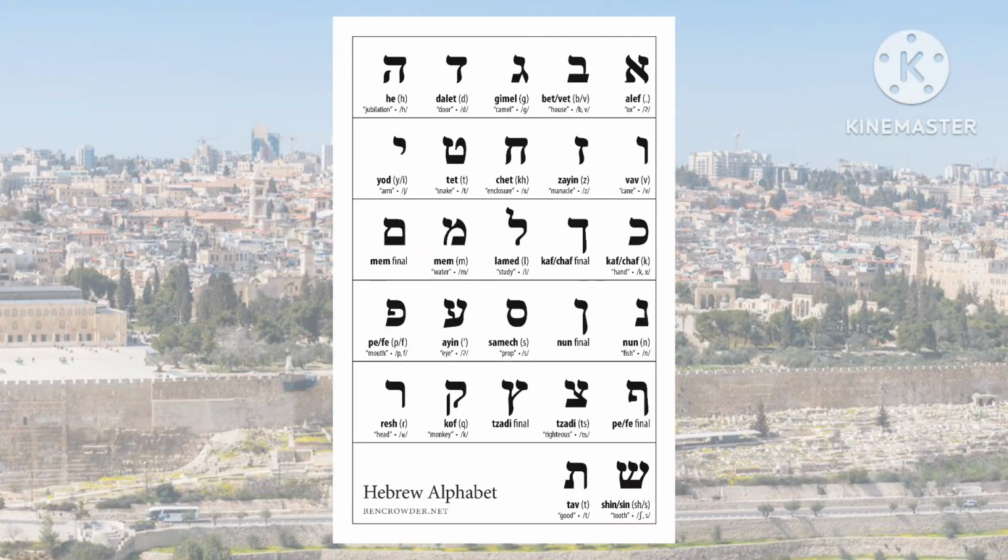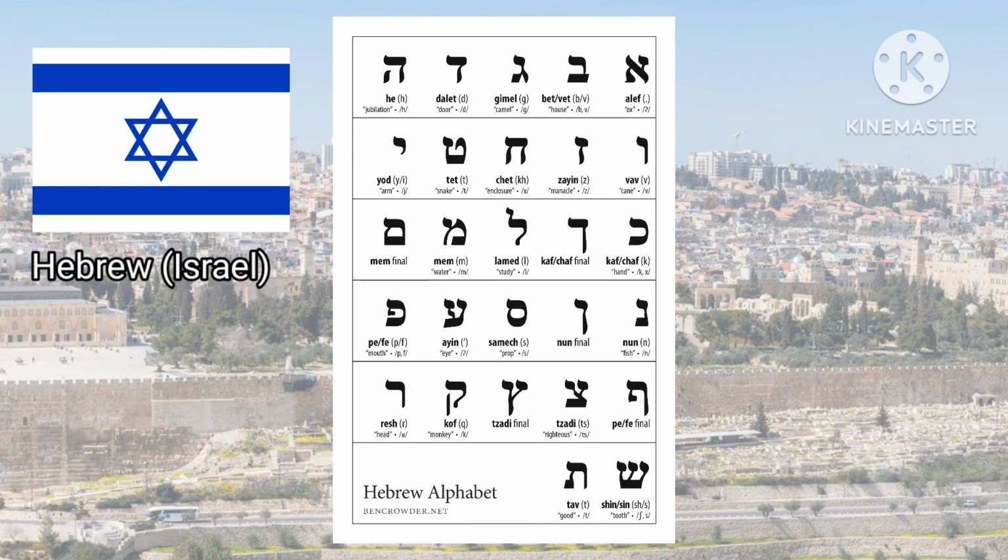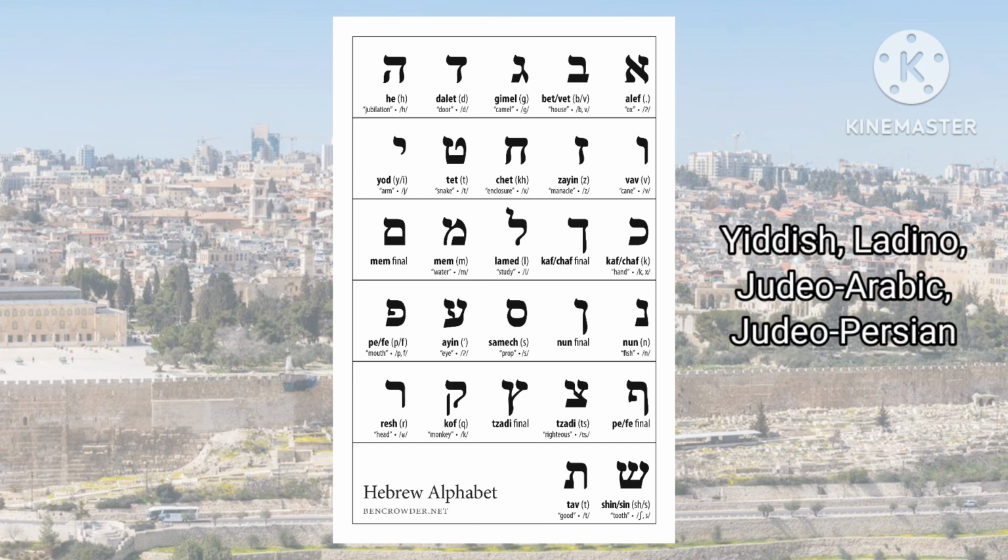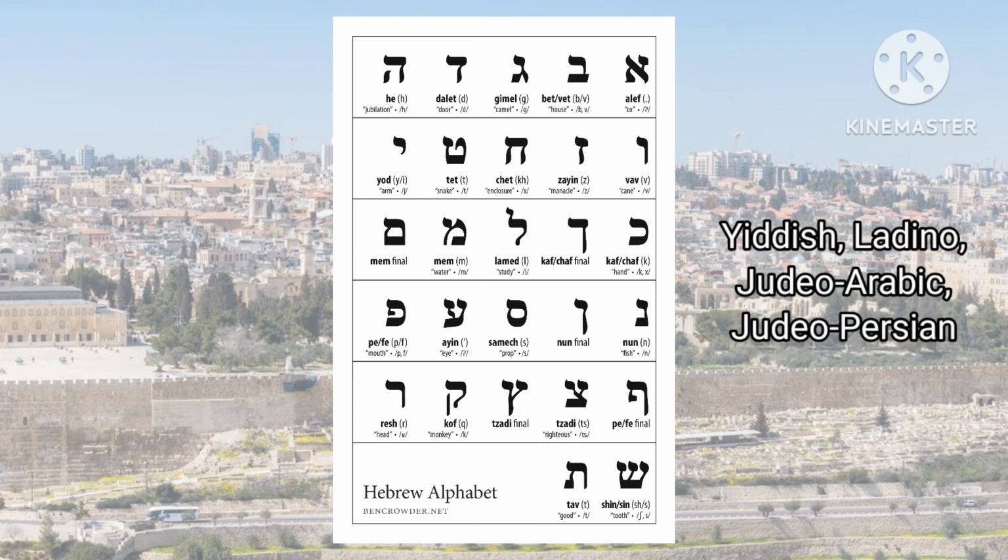The Hebrew alphabet, known variously by scholars as the Ketav Ashuri, Jewish script, square script, and block script, is an abjad script used in the writing of the Hebrew language, the official language of the State of Israel, and other Jewish languages, most notably Yiddish, Ladino, Judeo-Arabic, and Judeo-Persian.